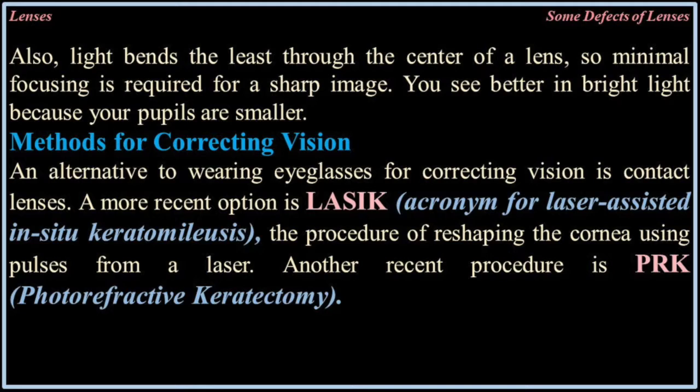Methods of correcting vision. An alternative to wearing eyeglasses for correcting vision is contact lenses. A more recent option is LASIK, an acronym for laser-assisted in situ keratomileusis, the procedure of reshaping the cornea using pulses from a laser. Another recent procedure is PRK, or photorefractive keratectomy.